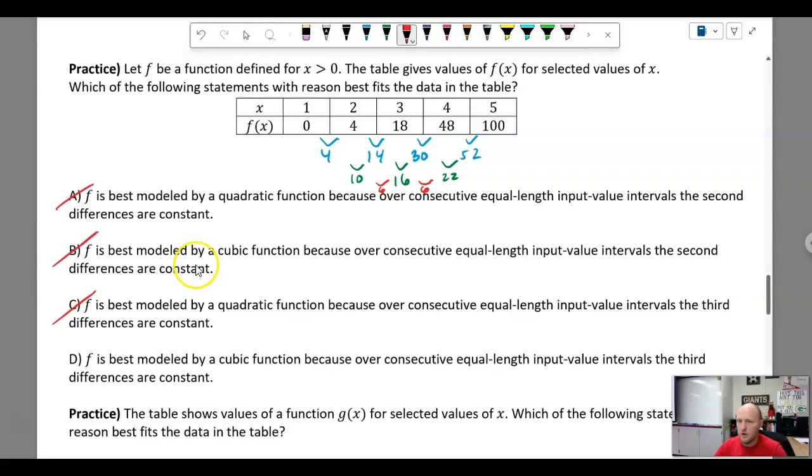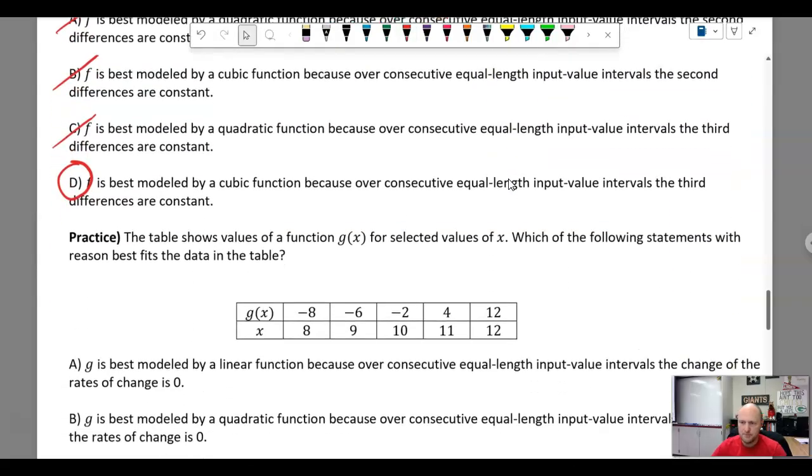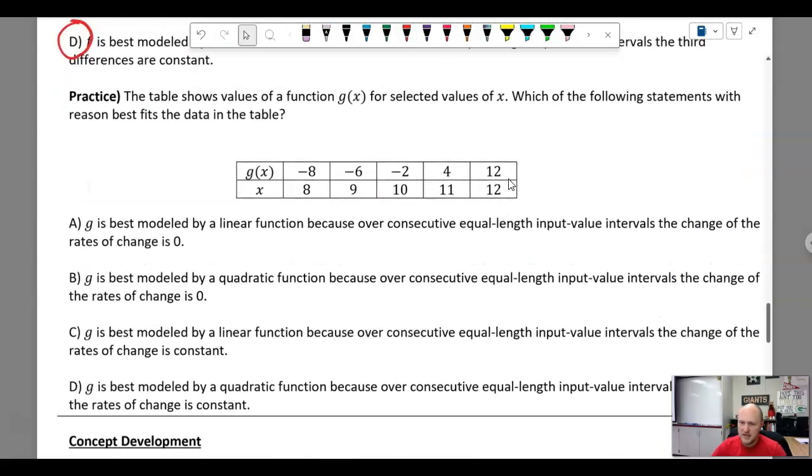No, we want our third differences to be constant, right? First differences, second differences, third differences are constant. Another appropriate answer would be to say the second differences are linear, where we have that linear relationship. Okay, go ahead, same type of question.